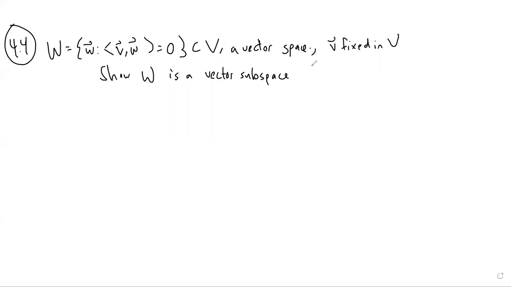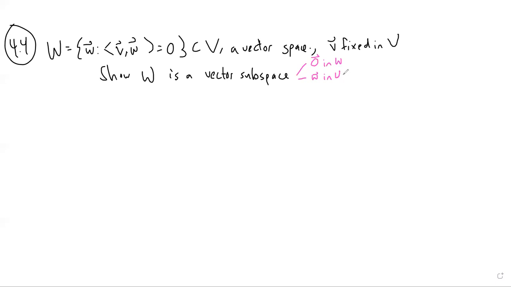In this question, we're given this W, and it's a set of all vectors W whose inner product with some fixed V is equal to 0. And we want to show that this subset of V, the vector space, is actually a vector subspace. So we're going to go back to our 3 axioms that we must show for something to be a subspace. We need to show 0 is in W.